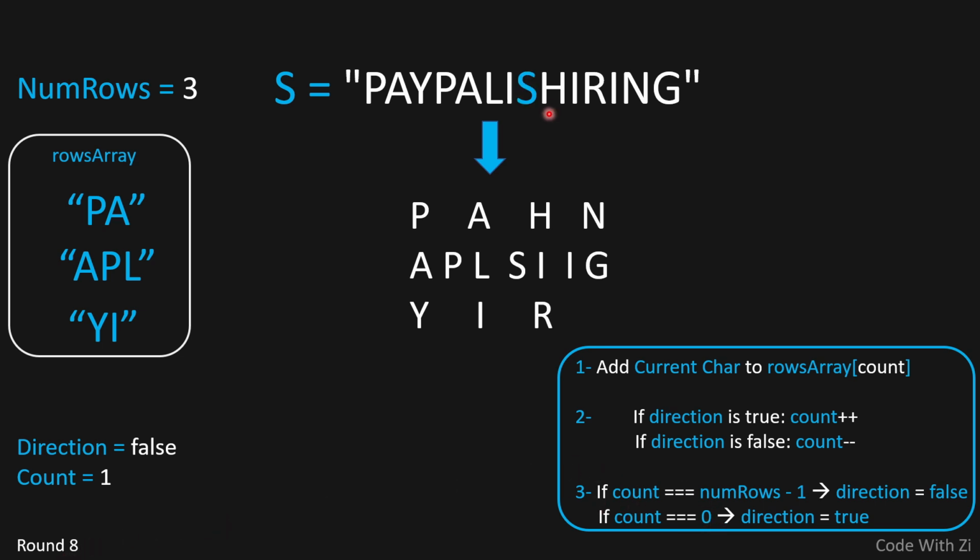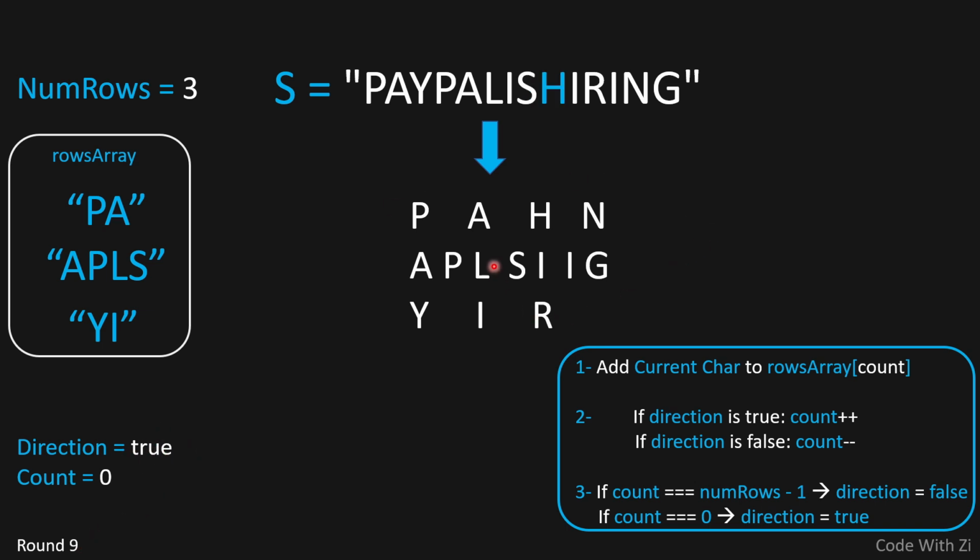And again, same thing, we're gonna add the current character, which is S, to our array. Count is actually equal to 1, so we're gonna add S to here. Then we're gonna check the value of direction. Direction is false, so we're gonna decrement count, and count is gonna be equal to 0. So in step 3, when we say if count is equal to 0, it actually is equal to 0. So we're gonna assign true to direction. So this means direction is gonna be equal to true. So let's do that. And then let's move on to the next round.